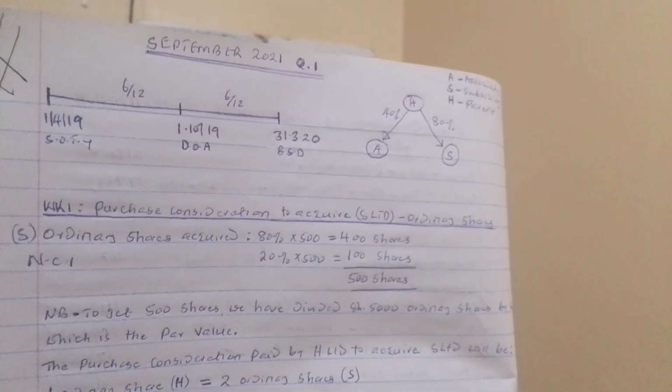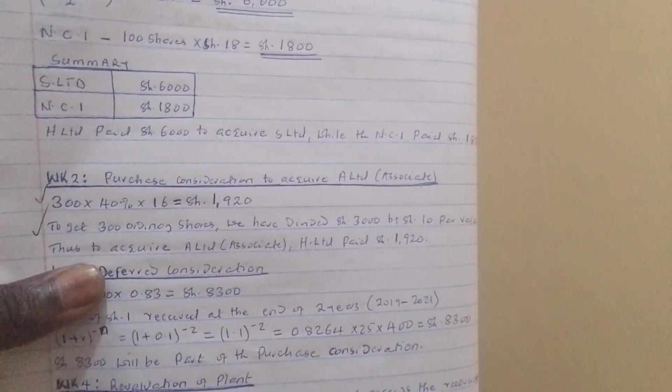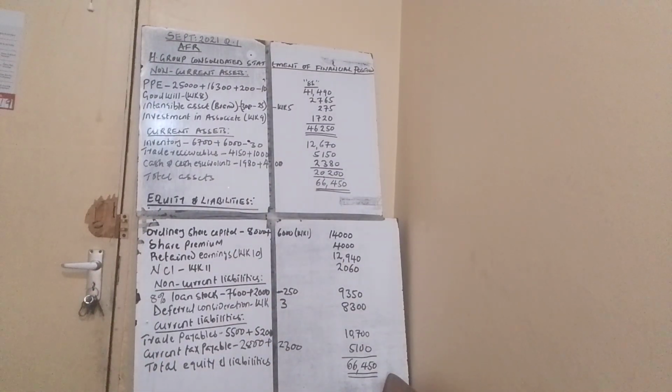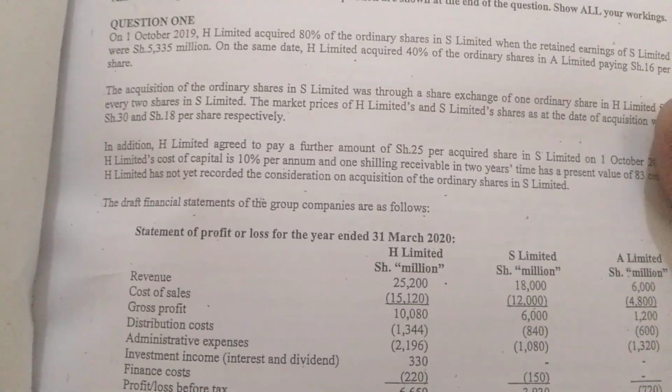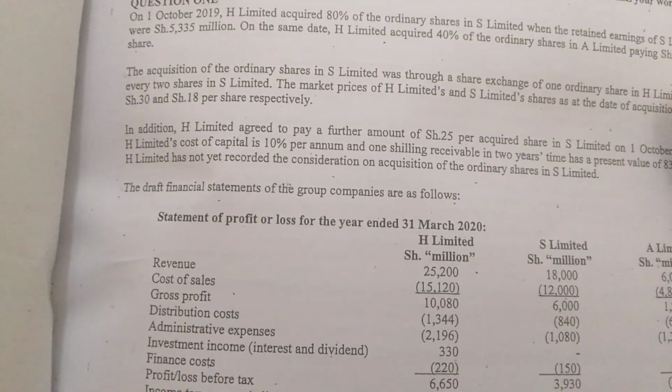You can start with the illustrations from the start, go to working number 1, and then we move to working number 2. Purchase consideration to acquire A Limited. How much did we pay to acquire the associate? How much did we pay to acquire the associate? That is the same point, a continuation of the same point. If you go through that particular point, you can see that the acquisition of the ordinary shares in S Limited was through a share exchange of 1 ordinary share in H Limited. Is that what we've been told?